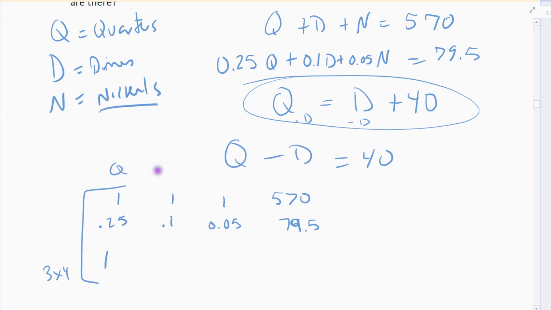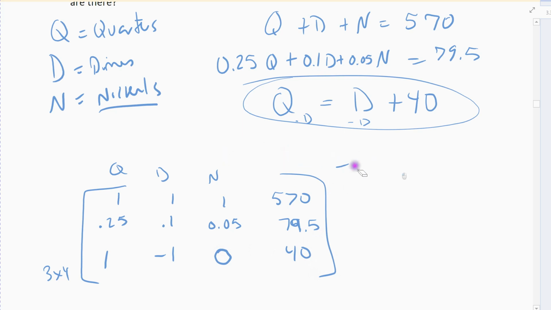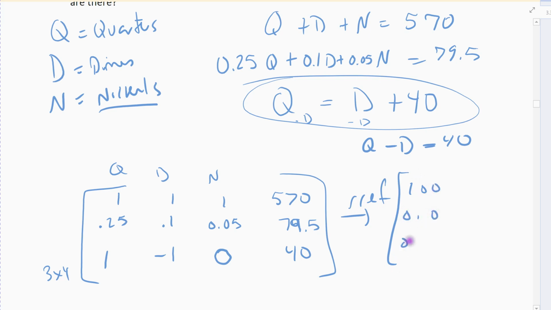And then the last one: I've got 1 quarter. Remember, this is quarters, dimes, nickels. 1 quarter, negative 1 dimes, 0 nickels in that last equation equals 40. I'm going to squeeze that last equation in. This is quarters minus dimes equals 40. There's no nickels, so you have to put a placeholder 0 for the nickels. Alright, row reduced echelon form should give you that nice diagonal of 1s, right?